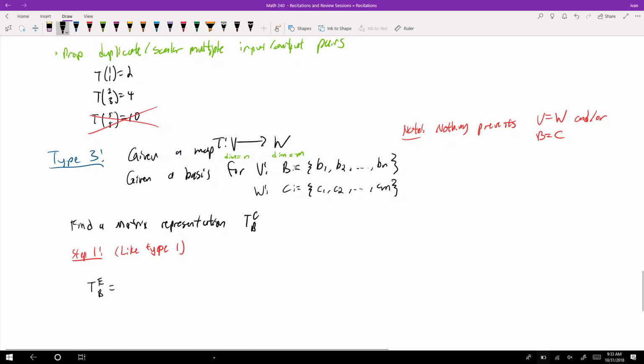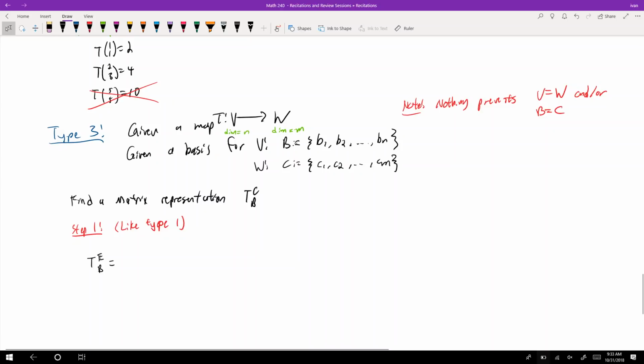How can V equal W if they have different dimensions? Right, exactly. So again, N can equal M, right? You can be within the same vector space. So for this to happen, this has to happen first, and then they would have to have the same dimension. So TBE, right? This is going to be an M by N matrix.